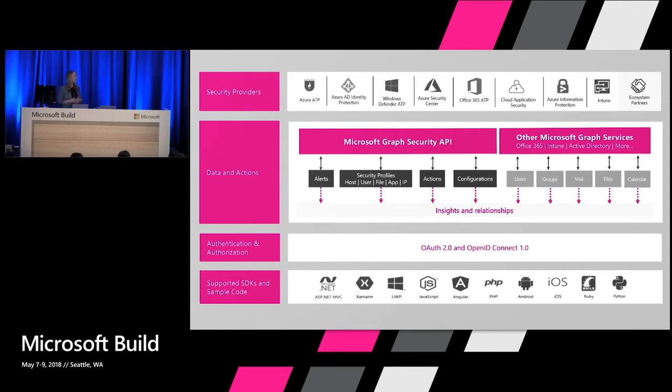Now, the security API consists of alerts, but also security profiles for things like users, host files, apps, and IP addresses, other inventory items that the security technology is likely aware of and tracking, as well as other entities like alerts and configurations that can be used for automation. Now, these can be called alongside other Microsoft Graph entities like users or groups, which enable this extended contextual information. And all of this is accessible through the same rich developer ecosystem that's offered by Microsoft Graph, spanning 10 different SDKs and multiple code samples.